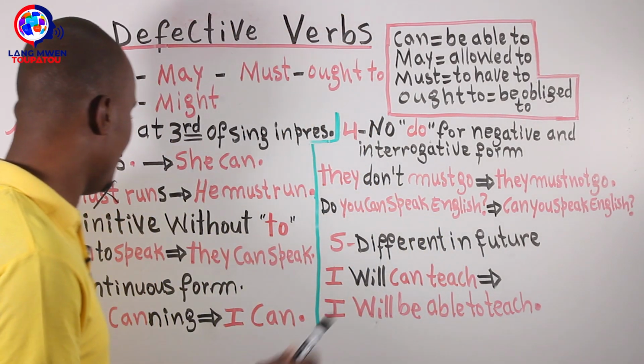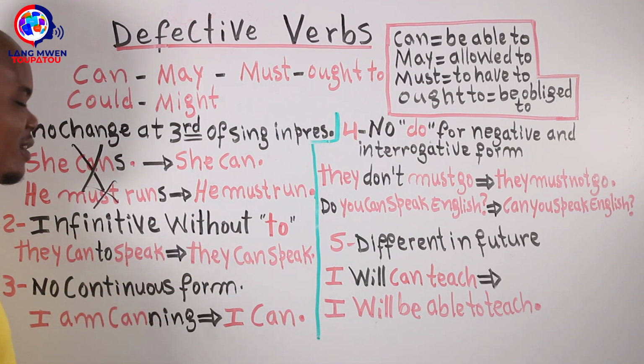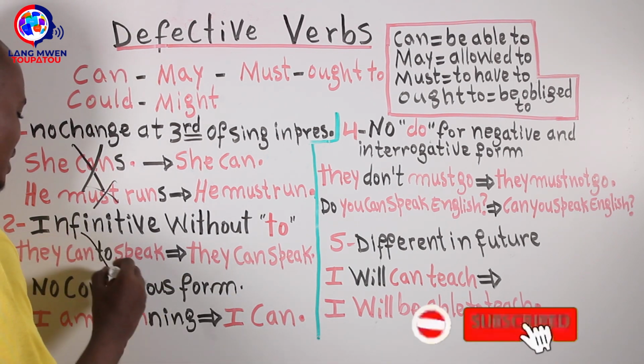For example, people say they can to speak. They can to speak. No, it's not correct to say they can to speak.